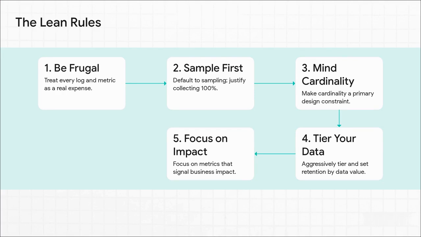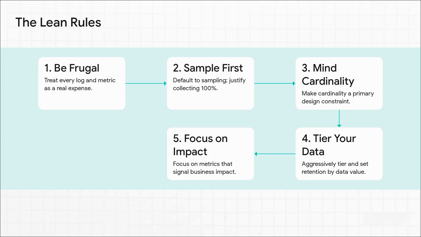2, sample first. Make collecting 100% of the data the exception, not the rule. You should have to justify it. 3, mind that cardinality. Make it a primary design constraint from day 1. 4, tier your data. Not all data is equally valuable, so don't treat it that way. Be aggressive with your retention policies.